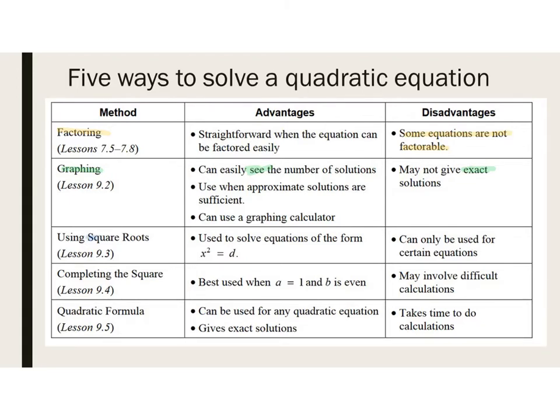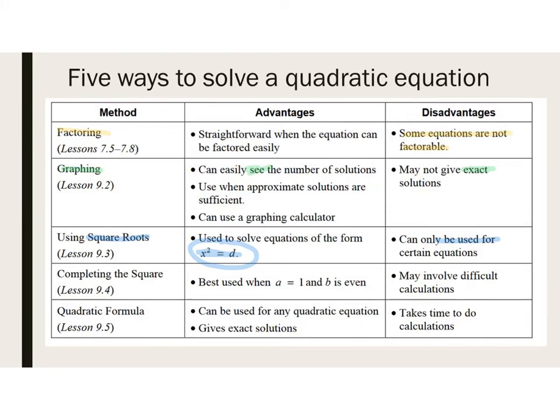Next, we used solving using square roots. This is a super easy method. You get x squared by itself and then you square root both sides. But the disadvantage is that it can't be used for all equations. It can only be used for something in this form, and that doesn't happen all the time.